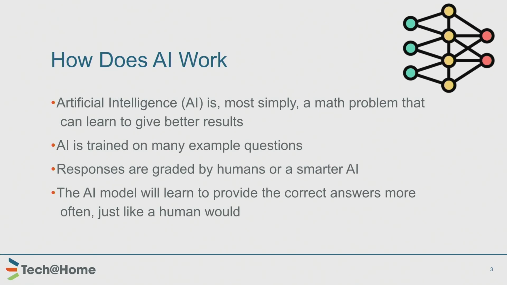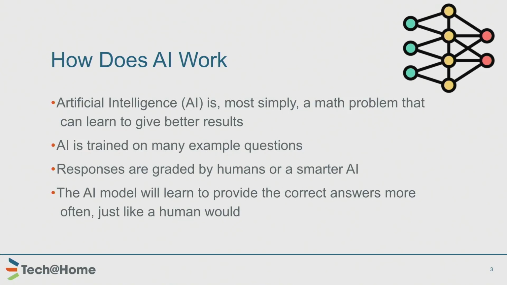Okay, so how does AI work? So artificial intelligence, also known as AI, is most simply a math problem, a very complicated one at that, and one that people spend their entire life learning about. And it can learn to give you better results over time.